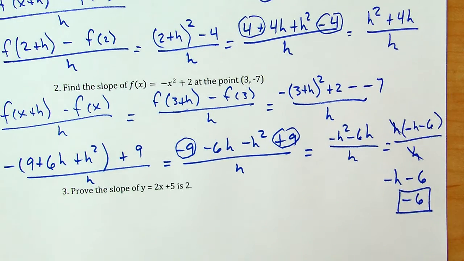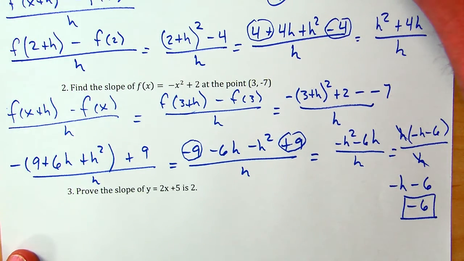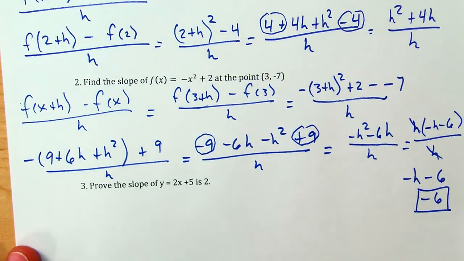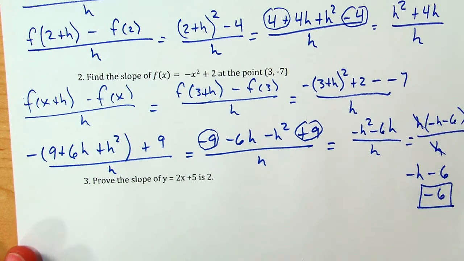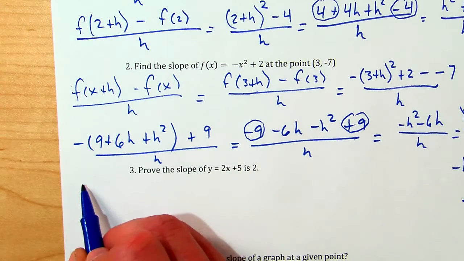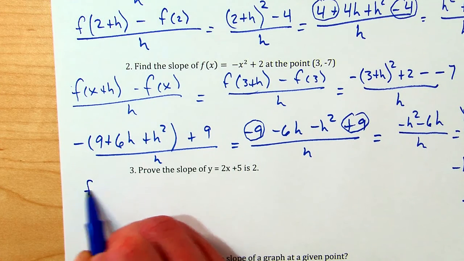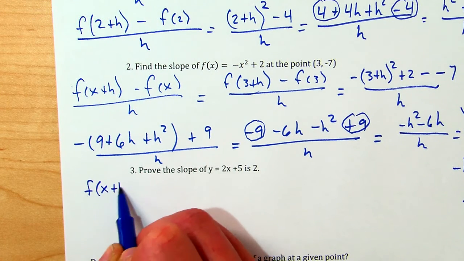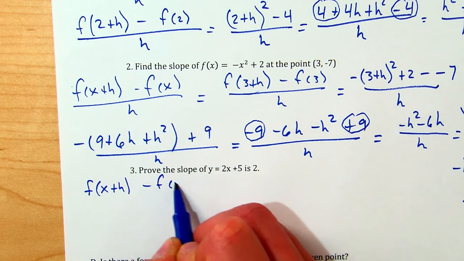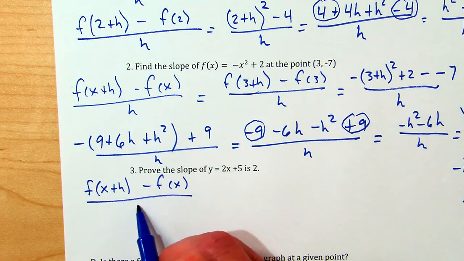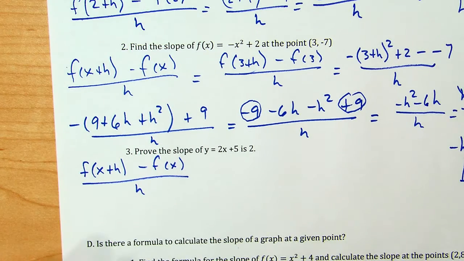All right, we can use this in another way. We can prove the overall slope of y = 2x + 5 is always, always, always going to be 2. So let's use our slope formula: f(x + h) - f(x) all over h. The thing that's different about this problem is that we don't have a specific number to plug in for x. So we're going to have to do this one a little more in general.